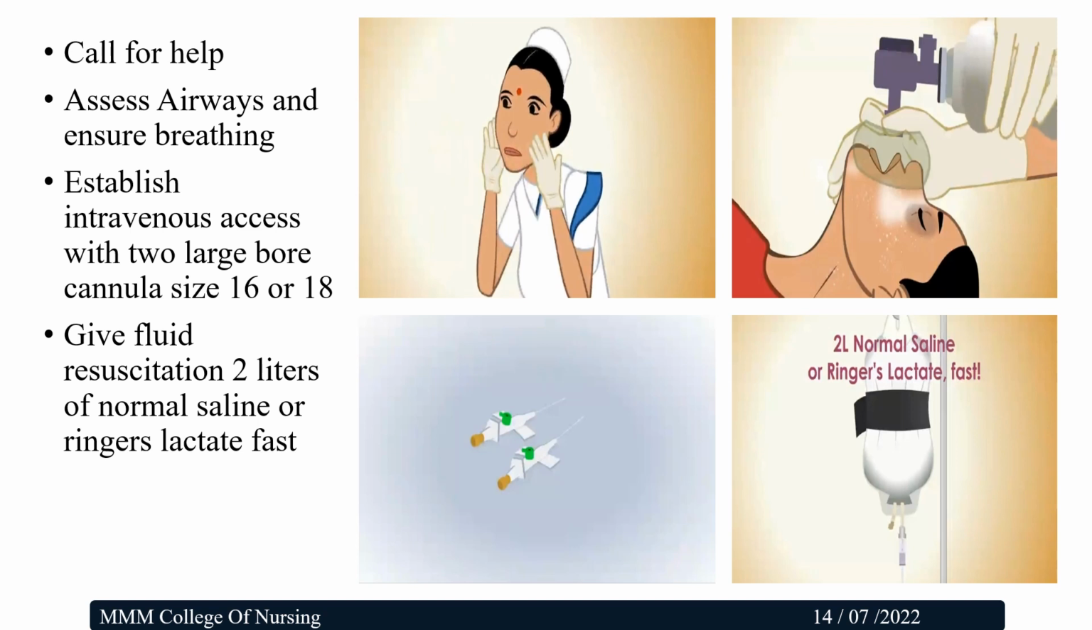So how to act immediately? First, call for help, assess the airway and ensure the mother is breathing well. If not, you have to establish the airway. Establish intravenous access with two large bore cannulas, 16 or 18 gauge, and give fluid resuscitation of 2 liters. Because the mother is having excessive vaginal bleeding, you need to replace the fluids. Fluid resuscitation, 2 liters of normal saline or Ringer lactate, should be infused fast.